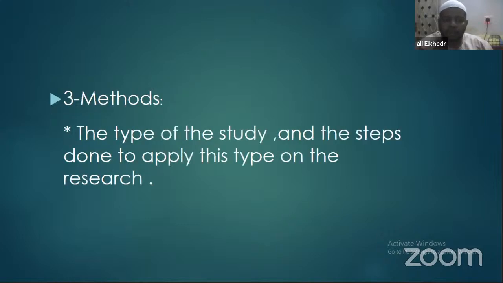Number three, the method. The method is the type of the study and the steps done to apply this type on the research. For example, this is a case control study. This is a cohort study. This is a randomized control study created by this step. Following these steps: amount of participants, the way of data collection, the method of data analysis, and so on. All these are written in more detail in the research itself, but just a summary of the method should be written in the research abstract.